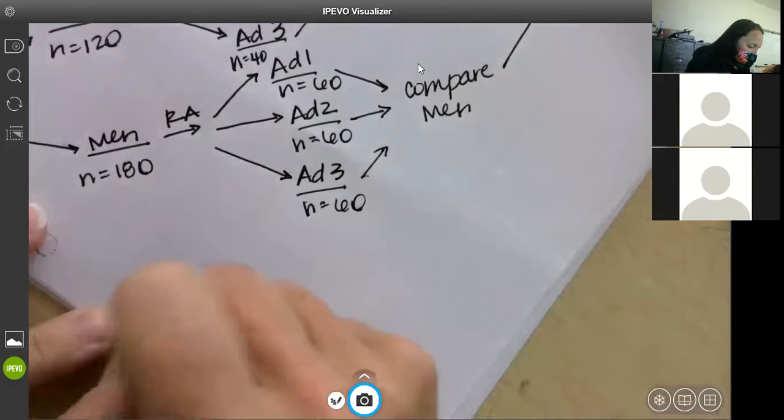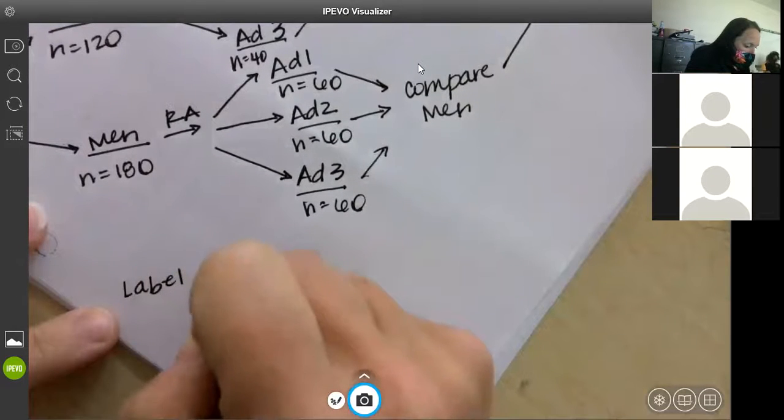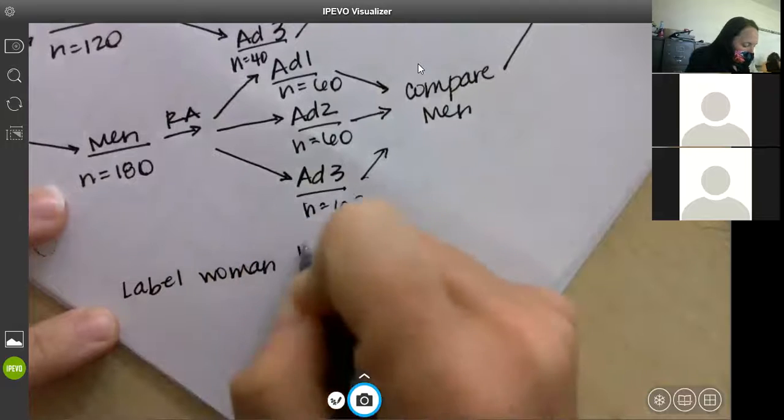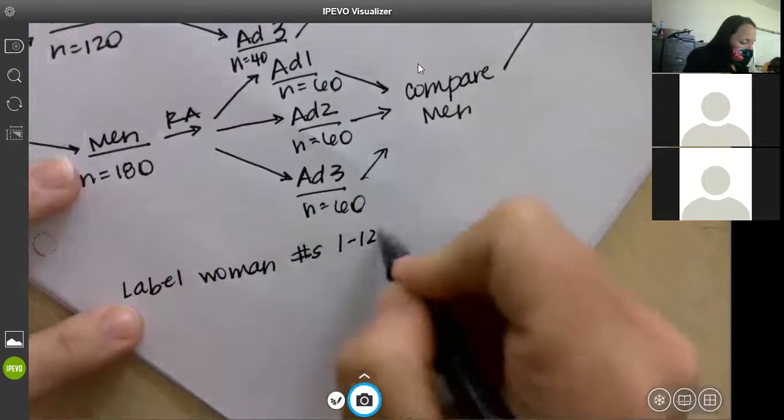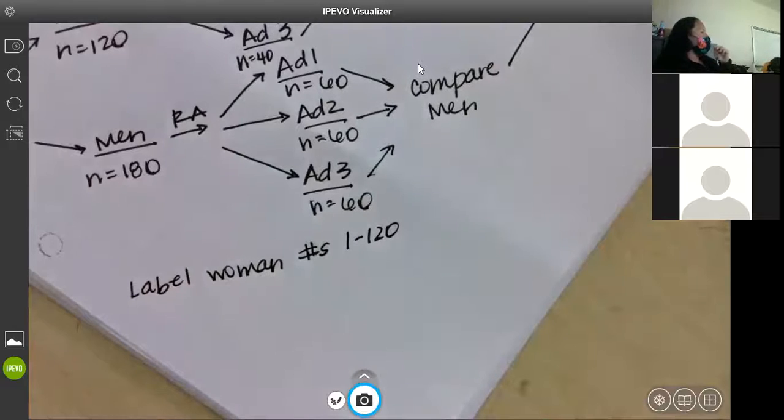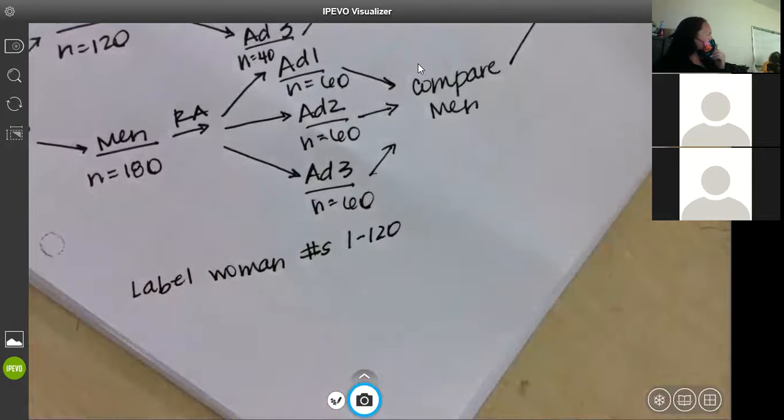Okay. So what would we do? Assign each woman numbers 1, 2, through 120. Because we're using our calculator, we can do that. What if we were using table D? 0001 to 120. Is everybody okay with that?